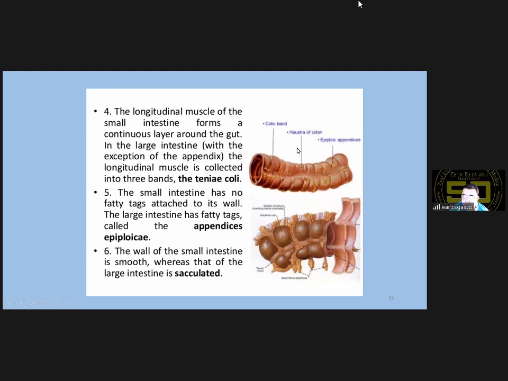The large intestine has fatty tags, yellowish structures along the length of the large intestine. The walls of the small intestine are smooth, compared to the sacculated walls of the large intestine. Okay.